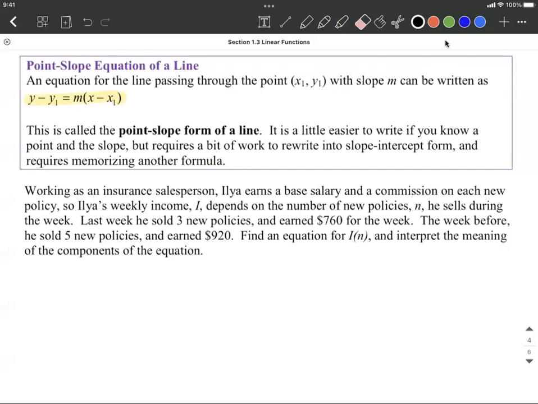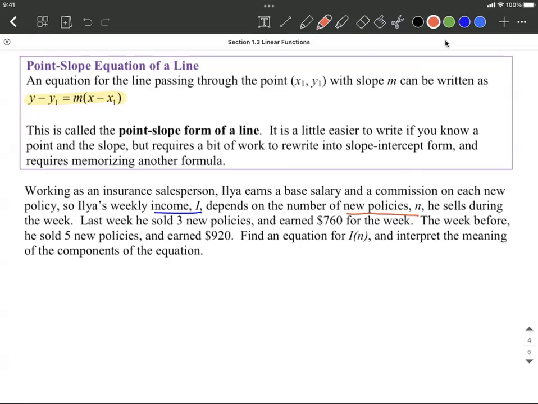That's okay. All right. Working as an insurance salesman, Ilya earns a base salary and then commission for each new policy. So they tell us what we're going to name it. Ilya's weekly income is I. It depends on the number of new policies, n. So we're going to use n as our input value, and I is going to be the output, how much Ilya's earning he sells during the week.